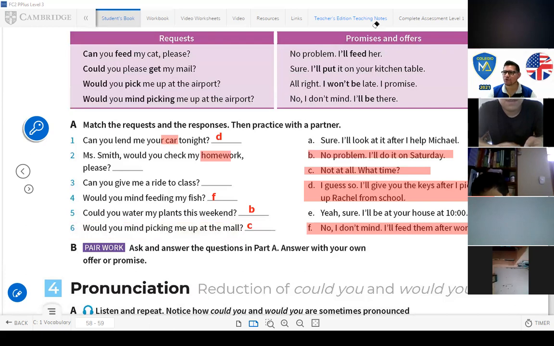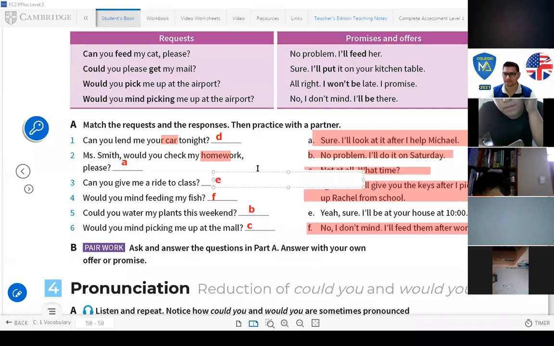And we have just 2 options, no? Mrs. Smith, would you, oh, sorry. This is the two. Would you check my homework? I think this is, no? Sure, I'll look at it after I help Michael. Okay, this is gonna be letter A. No, can you give me a ride to class? Sure, I will be at your house at 10. Yeah, now we have done this activity.